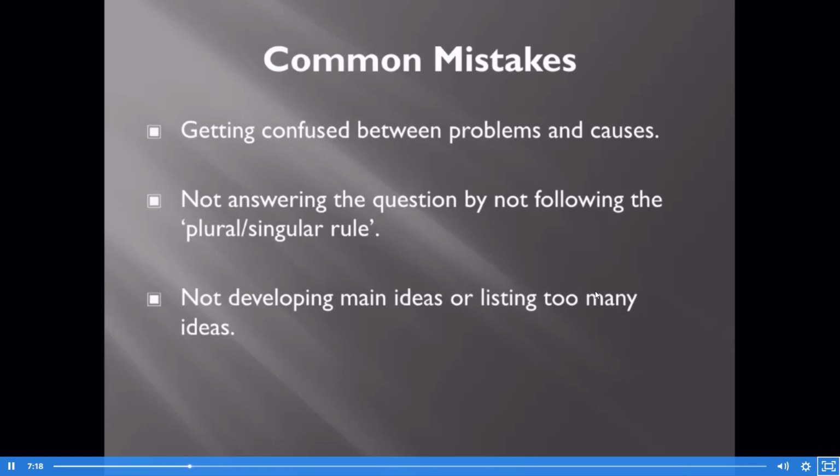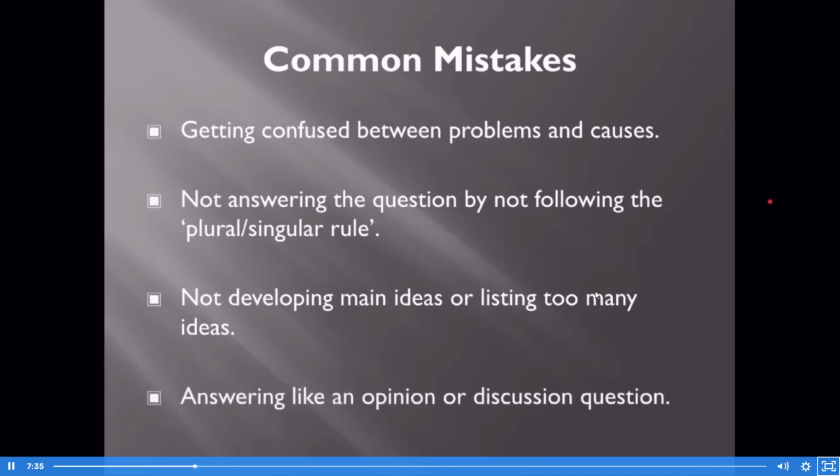So you'll often see in student essays that they will be able to think of many different problems, and their whole essay is just a list of different problems, but because they have listed so many different problems, they haven't developed those problems. And also many people answer these questions using the wrong structure. They will answer them like an opinion essay or a discussion essay. You need to make it very clear to the examiner that you understand that this is a problems or causes and solutions essay by clearly stating these are the problems, these are the solutions, or these are the causes and these are the solutions.